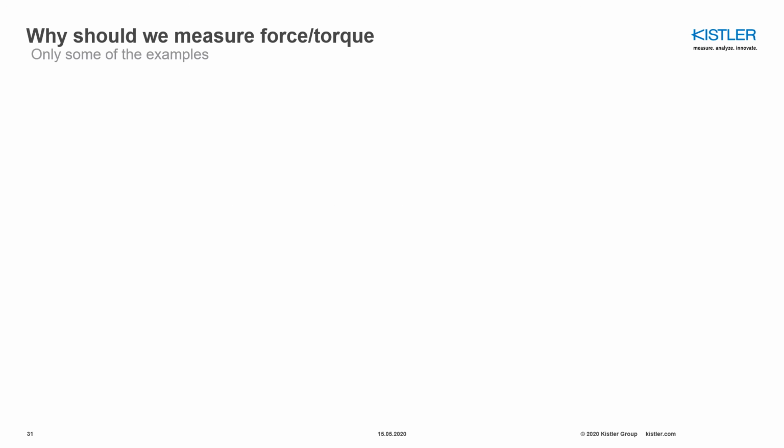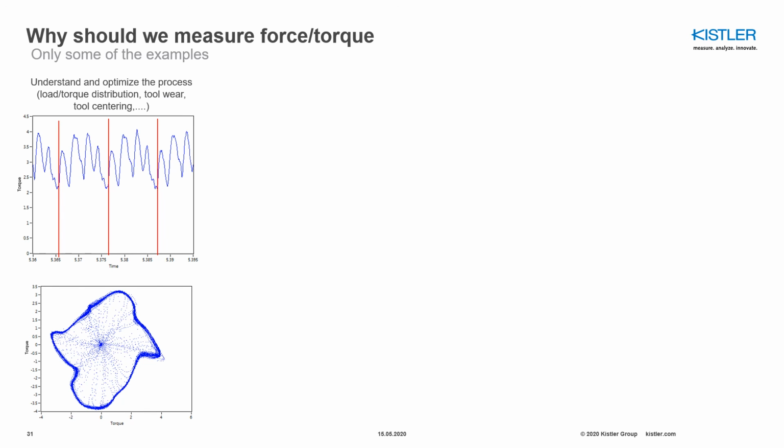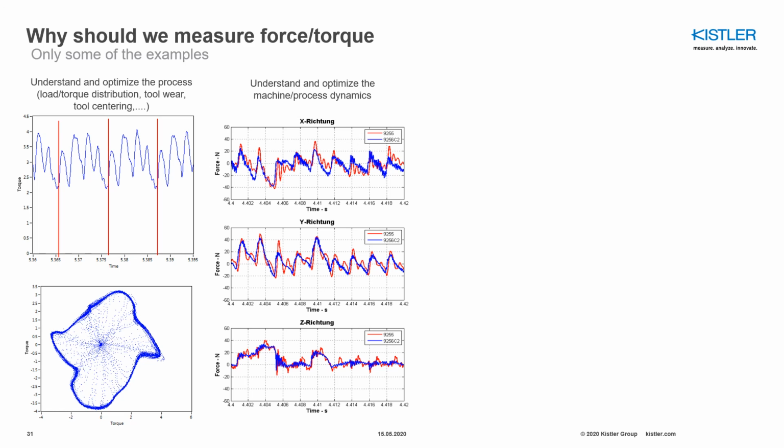Let's summarize again why we should measure force and torque by giving some more specific examples. As we mentioned before, you can understand and optimize the process by utilizing the torque or force measurement. You can see the force and torque levels on each insert in each rotation. You can see the torque distribution around your tool. And that is of course connected to the tool wear, the tool centering, run out, and so on. You can understand and optimize the machine process and dynamics. You can compare different setups, as you can see, through force measurement.